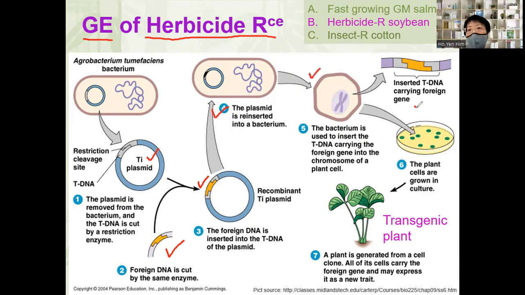Step number 6 is called cloning and expression, right? So this is a plant cell, so we grow the plant cell in the lab. So it's called cell culture. So culture the cell or tissue of the plant in the lab using agar medium. Okay, after that, allow the tissue or cell to grow into a new plant, which is called transgenic plant. So the steps involved in GE of herbicide-resistant plant are very similar to the GE of insulin. So you know one, you know all. Okay?